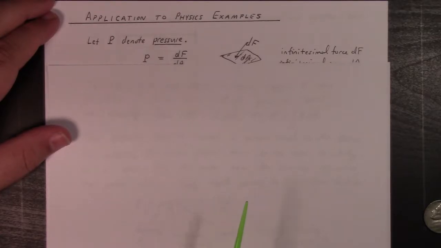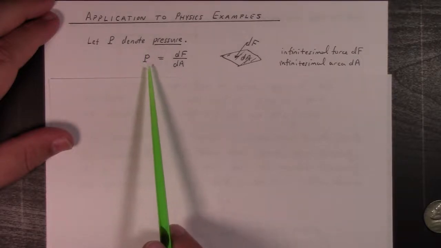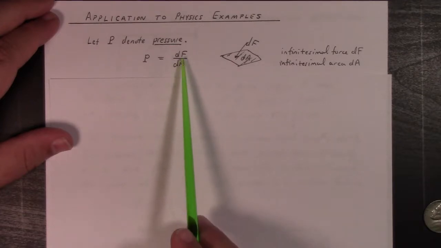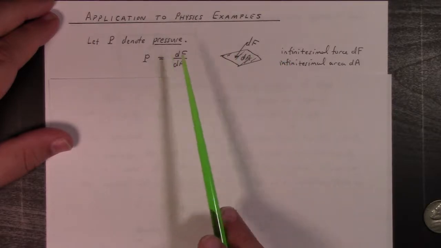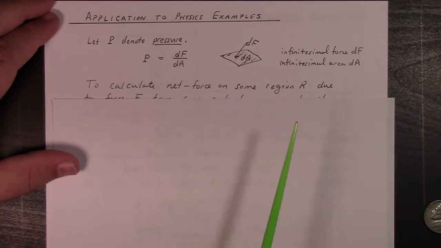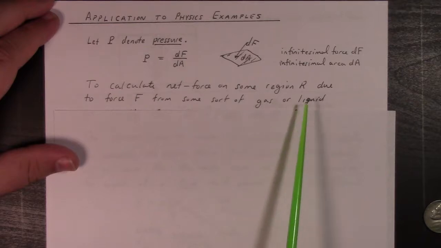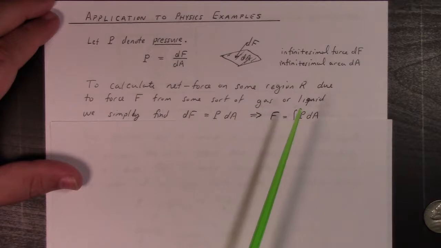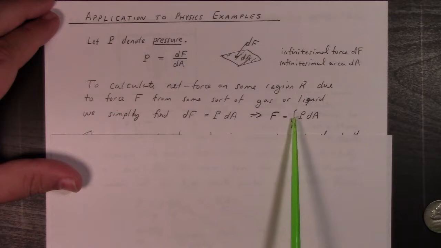All right. Anyway, eventually. So if P, big P if you like, is the pressure, that means it's the force per unit area. So if we think about a little dA, we can think about the little force dF, and that's the pressure. Infinitesimal force dF over infinitesimal area dA gives me pressure. So to calculate the net force in some region R due to a force F from some sort of gas or liquid, we simply find dF is P dA, and then we integrate over the region, the integral of P dA.